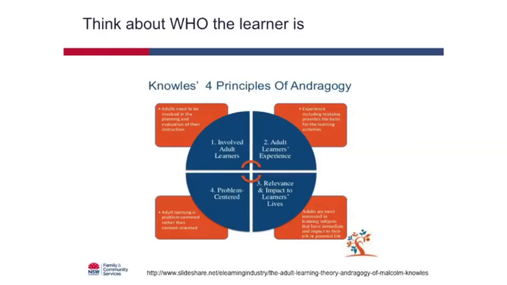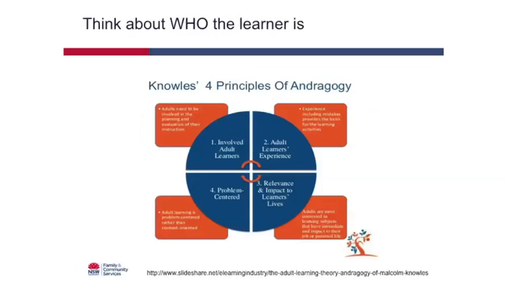Thirdly, he discussed that adult learners need to understand the relevance and impact of learning to their life, or as a colleague of mine always says, what's in it for me? Okay, that's relating to that core component of adult learning principles. And finally, adult learners do best when they're involved in problem-centred learning rather than content-orientated learning.